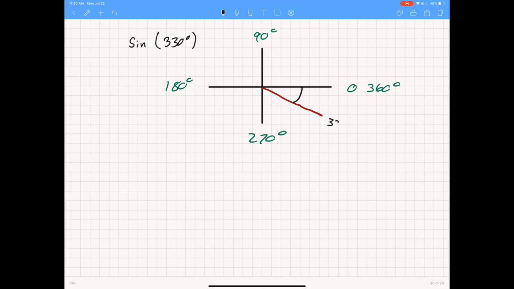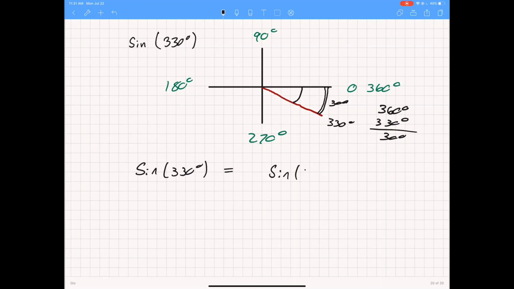So if this is 330, and this whole thing is 360, we just have to take the difference between the two angles, and that'll just give us 30 degrees. So this smaller angle is 30 degrees. So sine of 330 will be equal to sine of 30, but now we just have to determine whether it's a positive value or negative value.